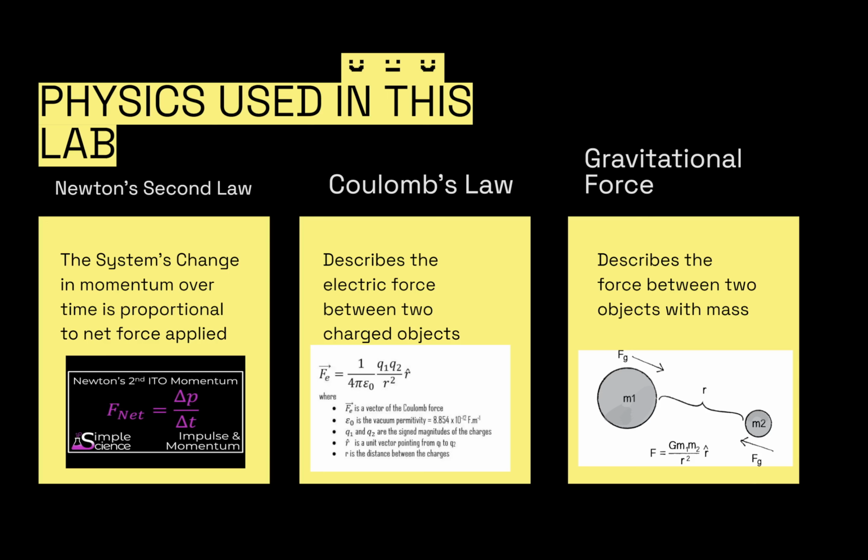The second thing that we have been using is Coulomb's law, and this describes the electrical force between two charged objects. Coulomb's law is Fe is equal to 1 over 4 pi epsilon naught, also known as K, times Q1 Q2 over R squared times the R vector. And you can see those right below that equation.